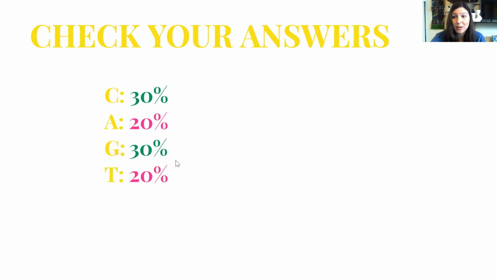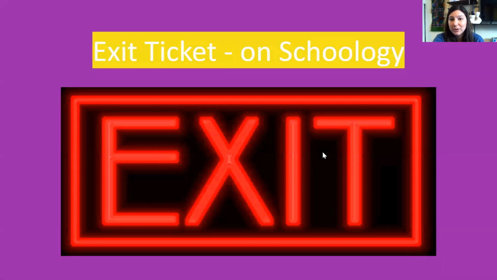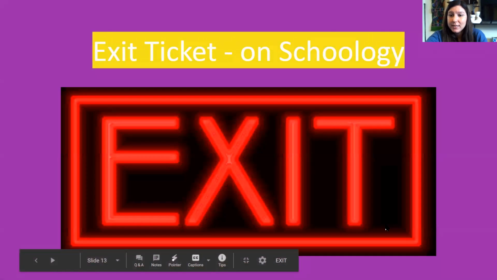If you want more practice, I'll post more practice up there too. So what you're going to do now is go back to the worksheet, complete section 3, part 3, the apply your understanding questions, remembering Chargaff's rule. And then once you're done with that, make sure you complete your exit ticket on Schoology. I'll be on Zoom. If you have questions, please reach out.